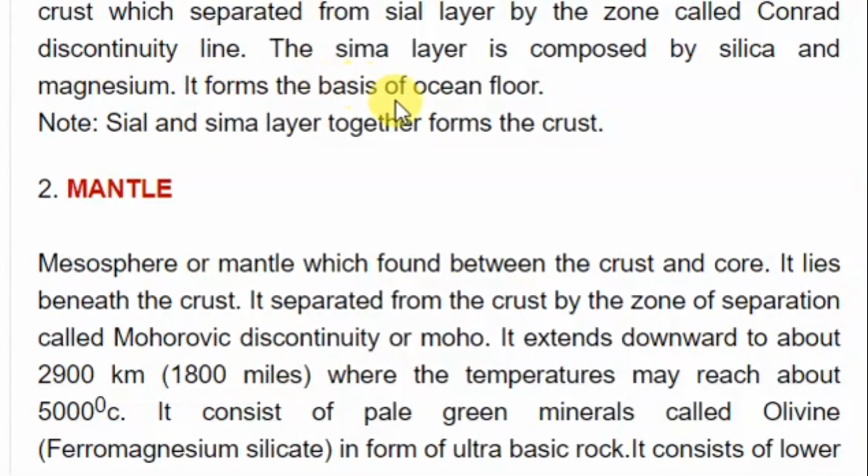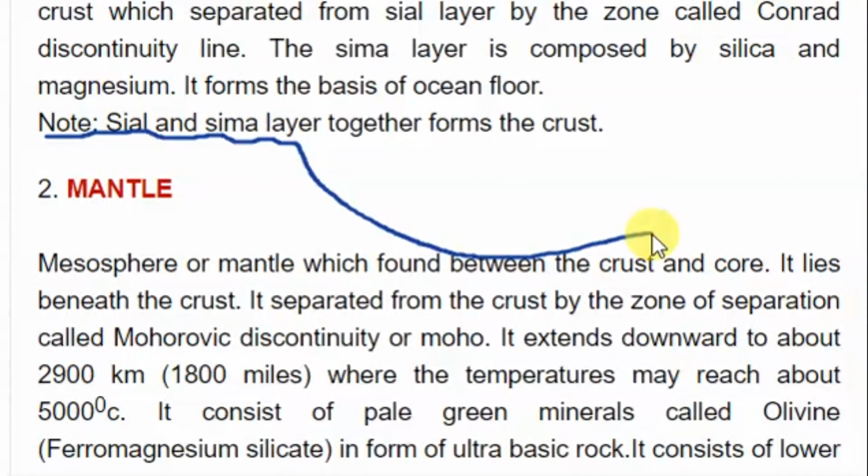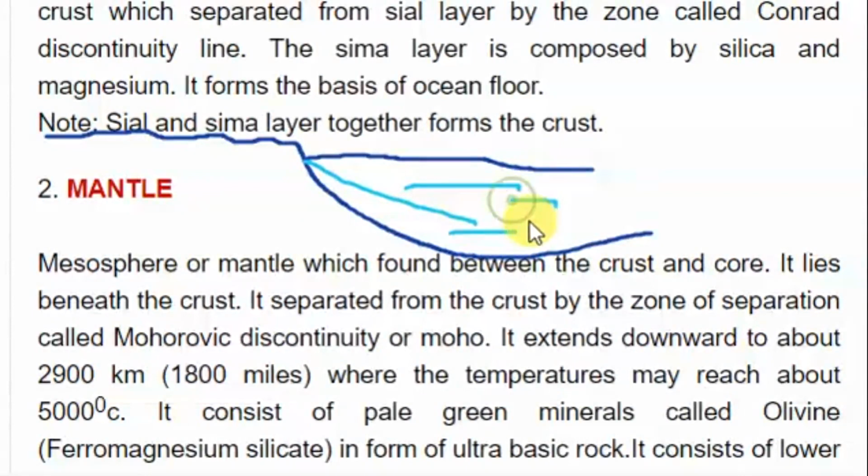So it forms the basis of ocean floor. This forms the basis of continent and this forms the basis of ocean floor. So what do we mean now? Let's say here we have the earth's crust. If this is the earth's crust and here the mainland, let's say here we have the ocean. So in this part we have the ocean filled with water.